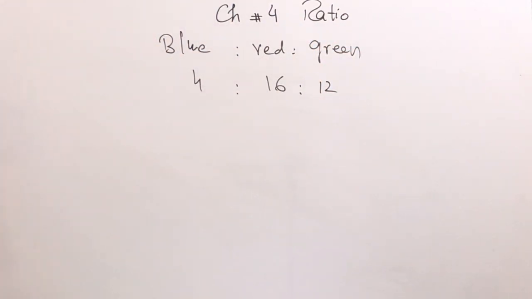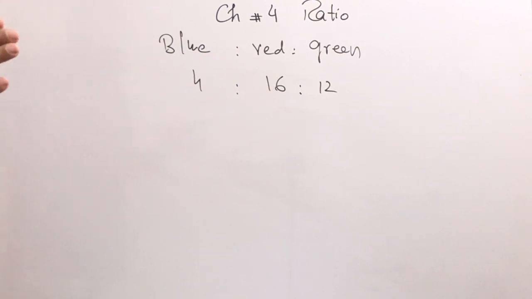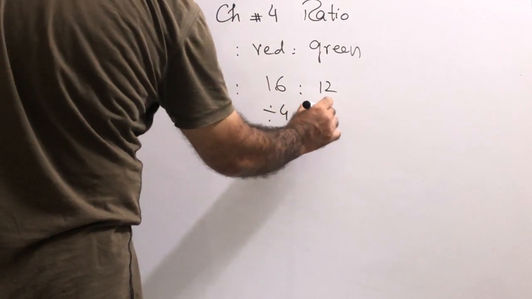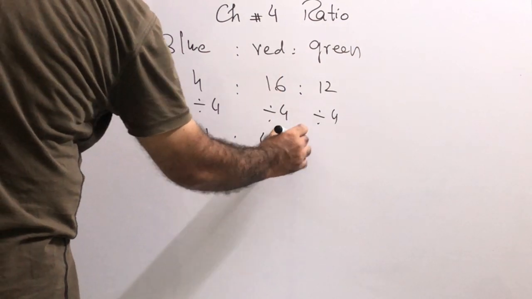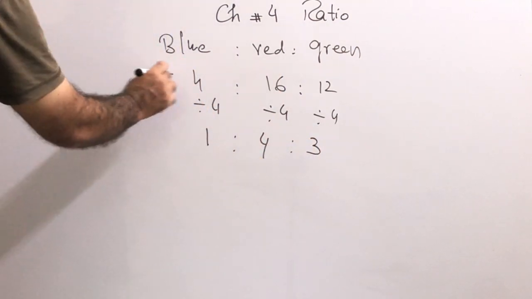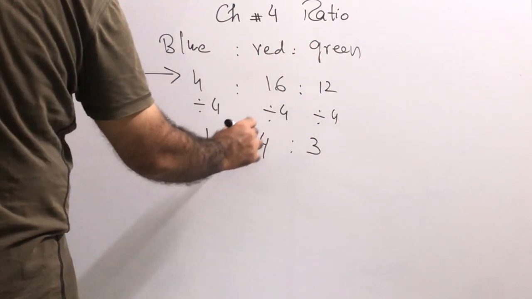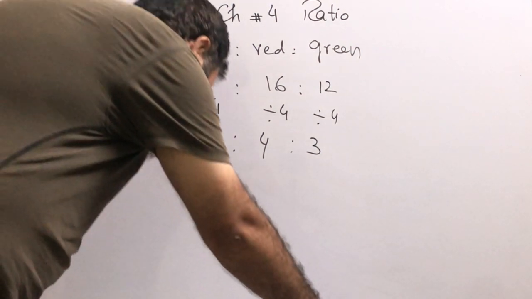So now we will tell you that we can also simplify the ratios. If we want, we can simplify. You know how to simplify the figures is that we divide them with the same table, okay. Let's suppose we divide this by 4, this also by 4, and this also by 4, what will you get? 4 divided by 4 is 1, the result is 4, the result is 3. So we have simplified these ratios 4, 16, 12 into 1 ratio 4 ratio 3, okay. So this is how we simplify the ratios, okay.